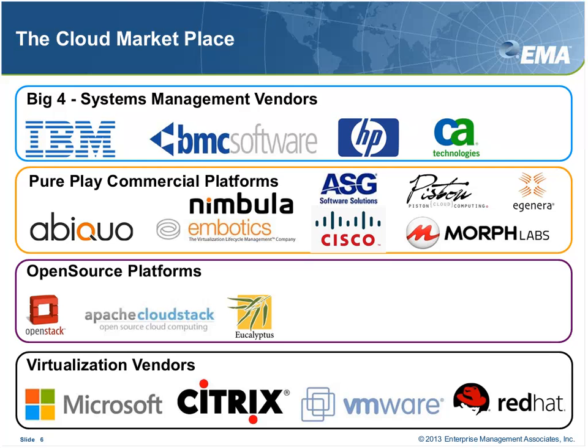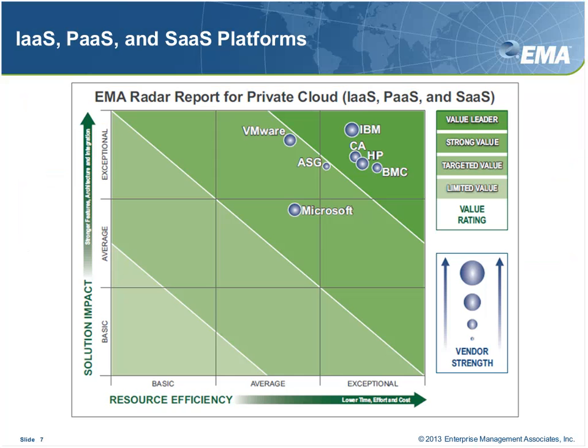So let's jump right in and look at the individual vendors on the chart. You can see there's one cluster in the top right where we have our Big Four vendors: IBM, CA, HP, and BMC, and as you can see, they're very close together in terms of resource efficiency and in terms of solution impact. BMC is our winner in terms of resource efficiency, and IBM has the biggest feature set.